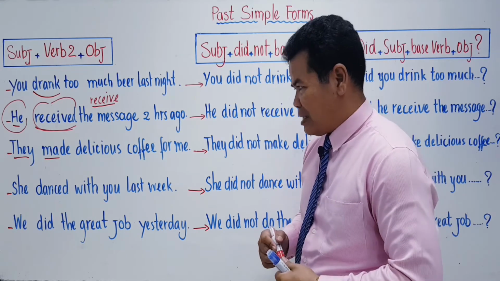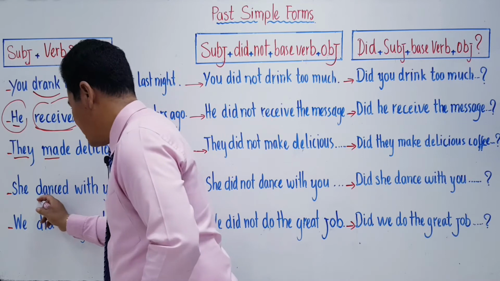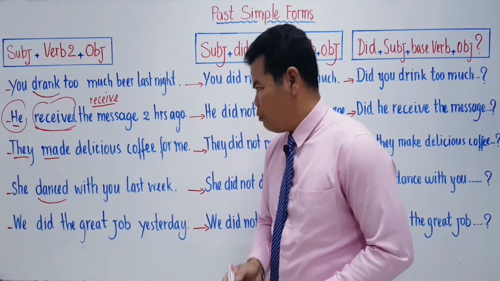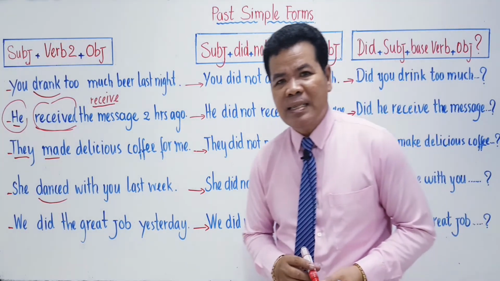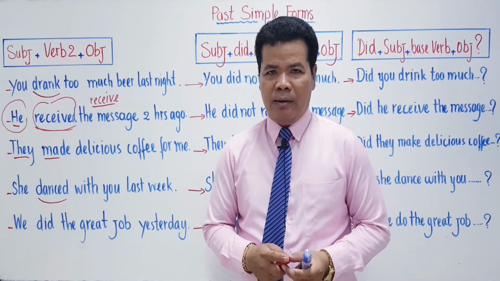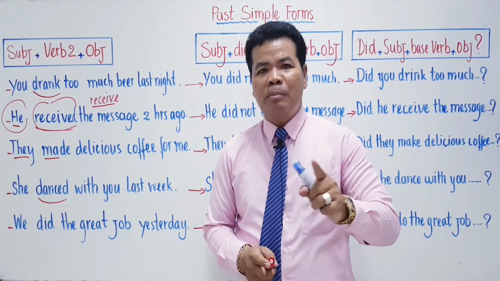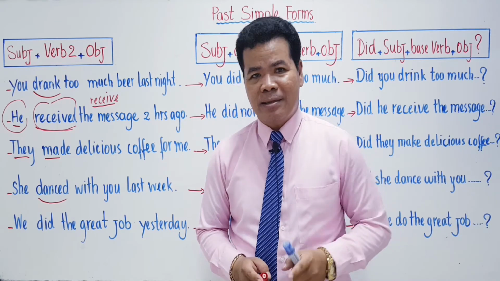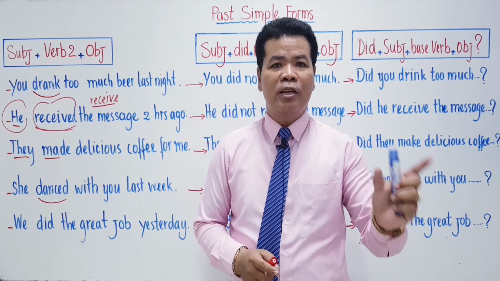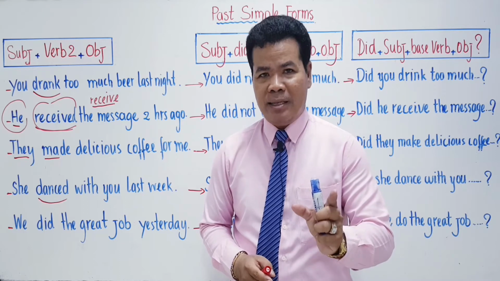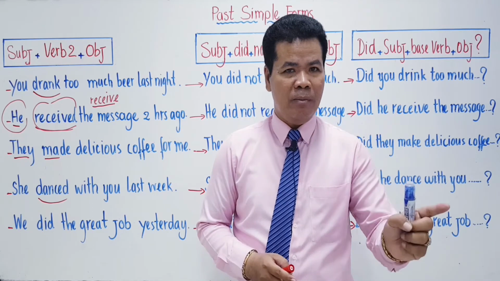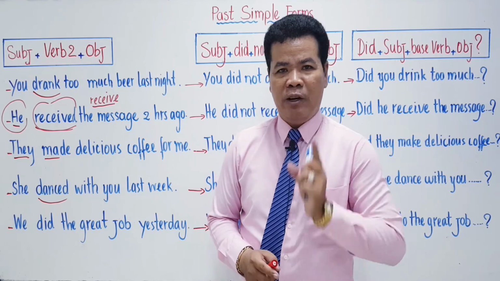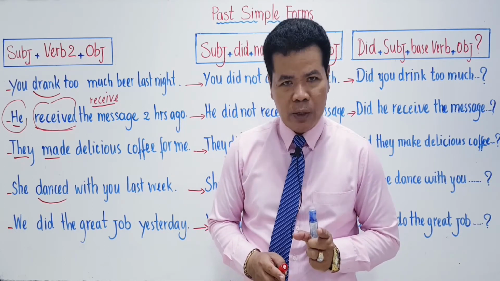She danced with you last week, right? Danced, from infinitive to dance. Dance, and then go to the past simple, danced. We add E to the base form of the verb, and we have the past simple verb or verb 2, right?